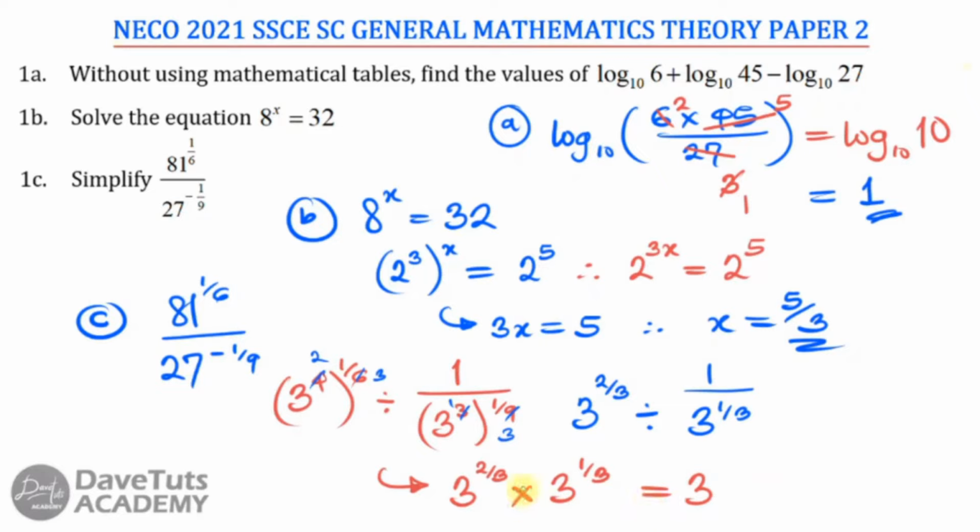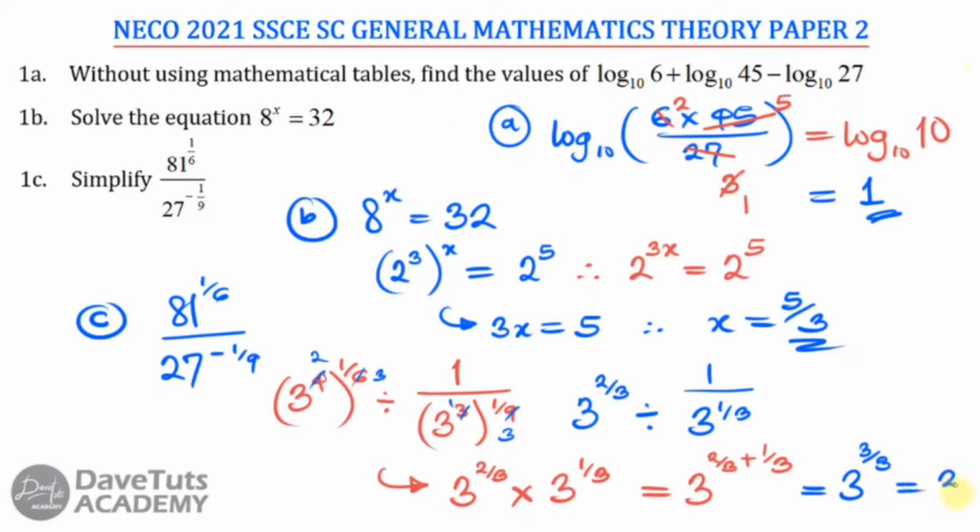Since it's multiplication, laws of indices tells us that we can add the power. So we have 2 over 3 plus 1 over 3. And 2 over 3 plus 1 over 3, the same denominator, that is 3. 2 plus 1, that is 3. So this is nothing but 3 over 3. So this 3 over 3 is 1.